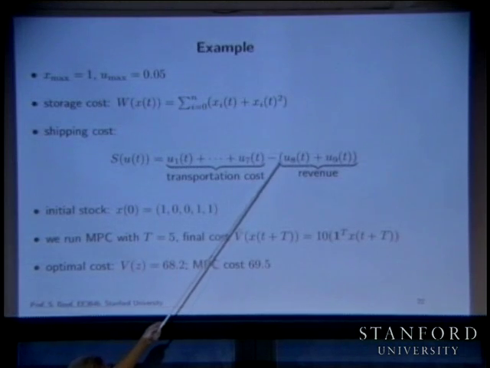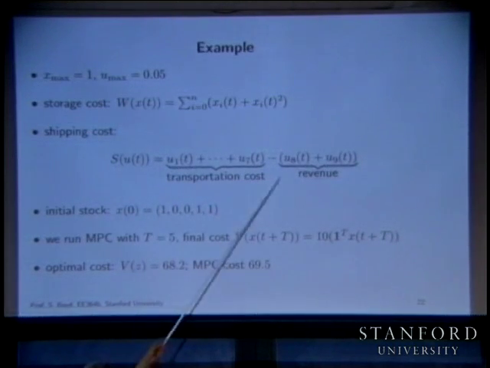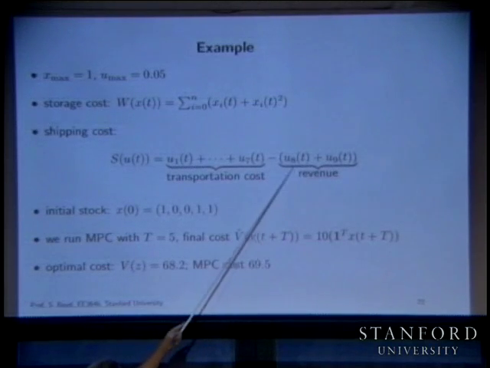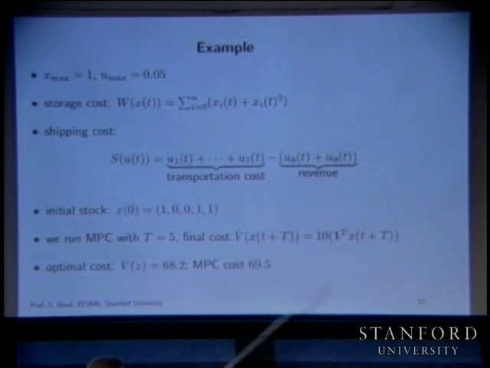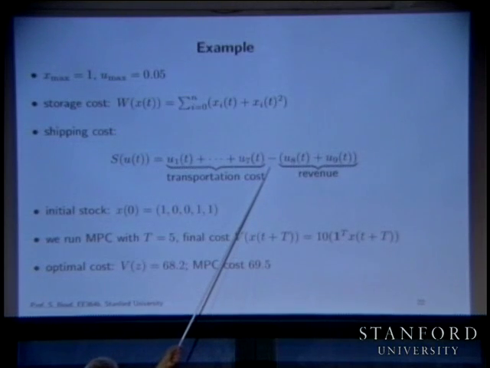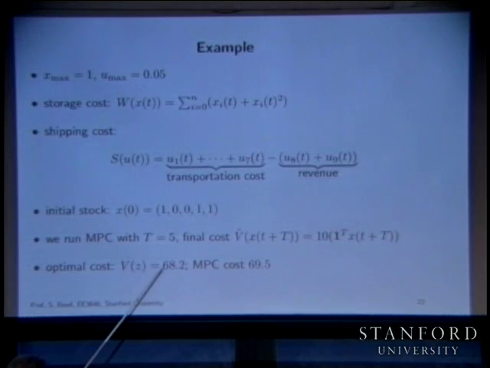Now my shipping cost, I don't know if it's fair to call it shipping, but when I pull things out of those bottom 2 nodes, I actually get paid for it. That's why this is negative. So that's revenue from delivering product here. The initial stock is 1, 0, 0, 1, 1, and we'll run MPC with 5 steps or something like that. The optimal cost, by the way, is 68.2, and the MPC cost is 68.9. So once again, just 5 steps is enough planning horizon to actually do very well.